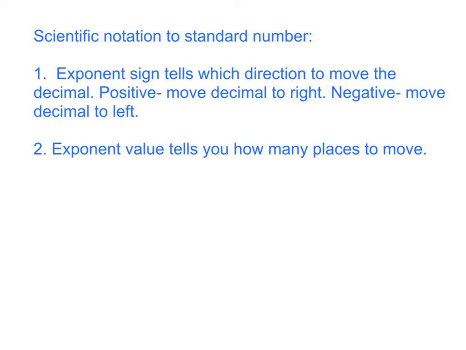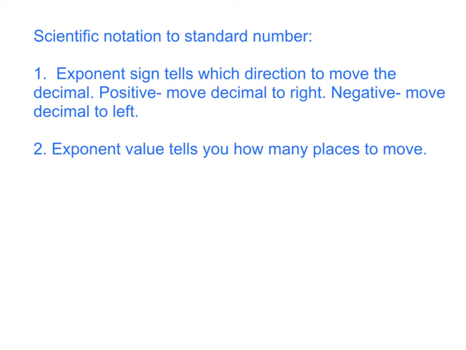So now we're going to go through the exact reverse of what we just did, going from scientific notation back to a standard number. So remember, the exponent sign is going to tell you which direction to move the decimal. If it's a positive exponent, you're going to need to move the decimal to the right, so we want to end up with a standard number that's greater than 1. If it's a negative exponent, we're going to be moving the decimal to the left.